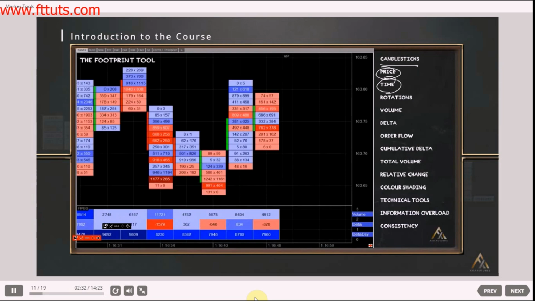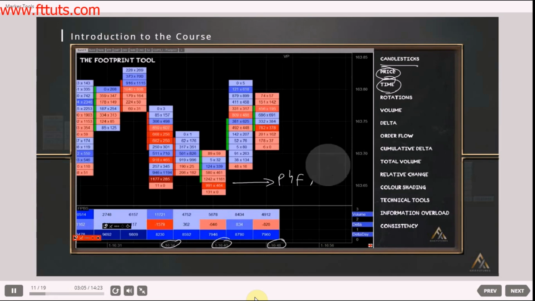Okay, the second type of rotation we can have, which is not time-based, is simply a point and figure. Now, in this example, we can see a point and figure because the time is varying between each rotation. So each rotation in this example is simply based on a point and figure. What this means is that every time the market moves a certain number of prices in one or the other direction, say 7 prices up or down, it creates a new rotation.